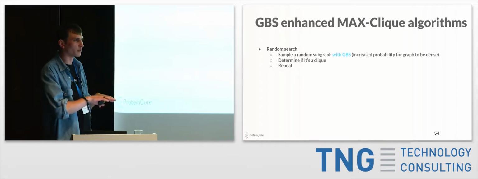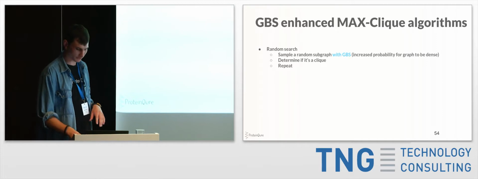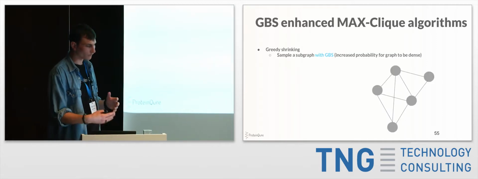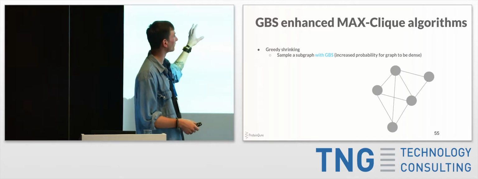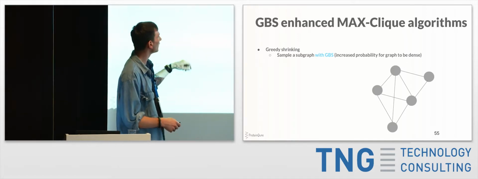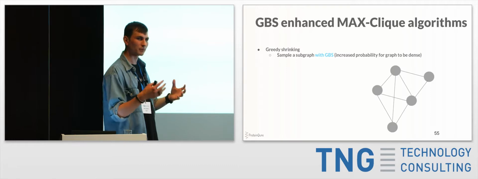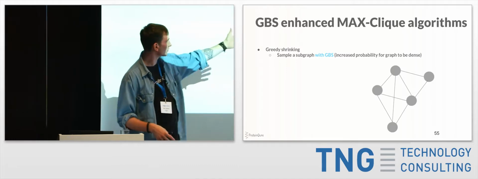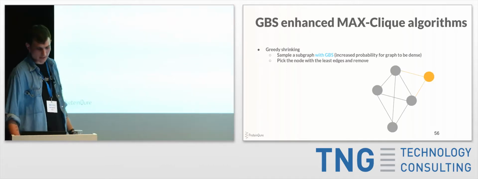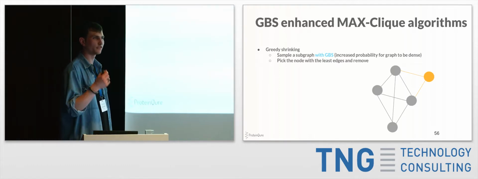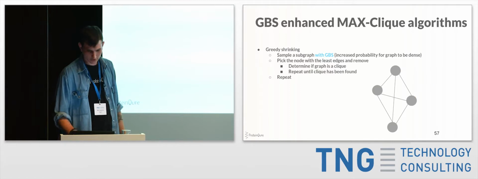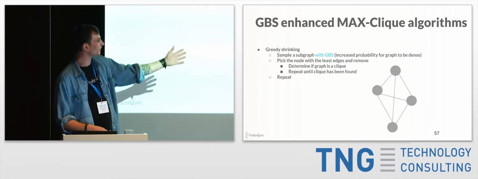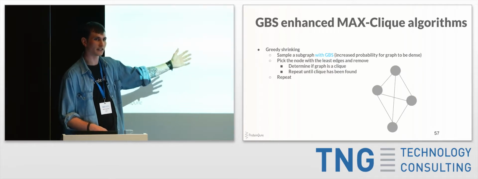So we tried that as the baseline that we wanted to compare things to. And then we started getting a little bit more fancy. These are all classical algorithms that people have used in the traditional world. Here you again sample a subgraph with the Gaussian boson sampler, which might turn out to be this one. The next step is to pick the node with the least edges, which is this guy, and remove it. And once you remove that, you determine if your leftover subgraph is a clique.